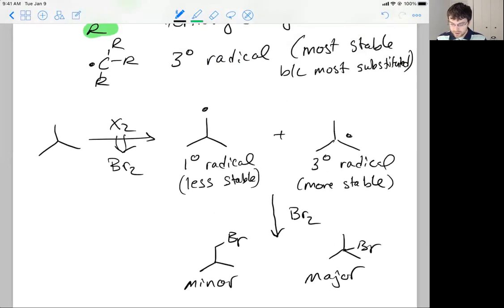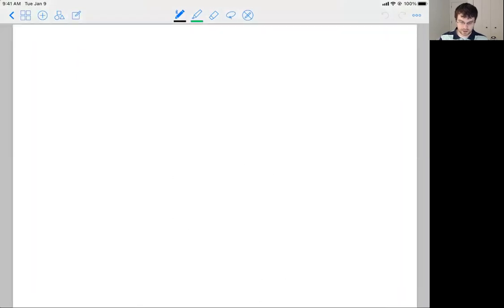Now, what I want us to do is to move on to an example of this. Using each of the halogen atoms, let's try to predict which is going to be the major and the minor product. So let's go ahead and turn the page and look at that example.